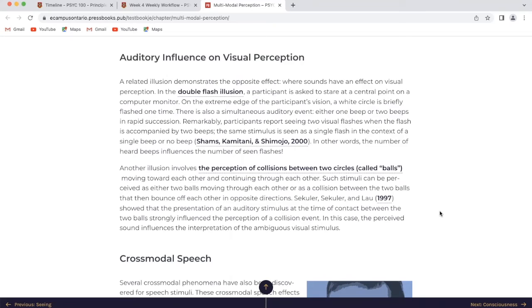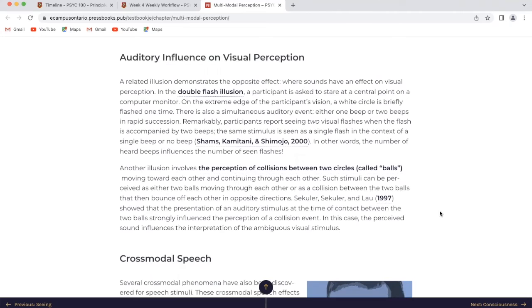Remarkably, participants report seeing two visual flashes when the flash is accompanied by two beeps. The same stimulus is seen as a single flash in the context of a single beep or no beep. In other words, the number of heard beeps influences the number of seen flashes.